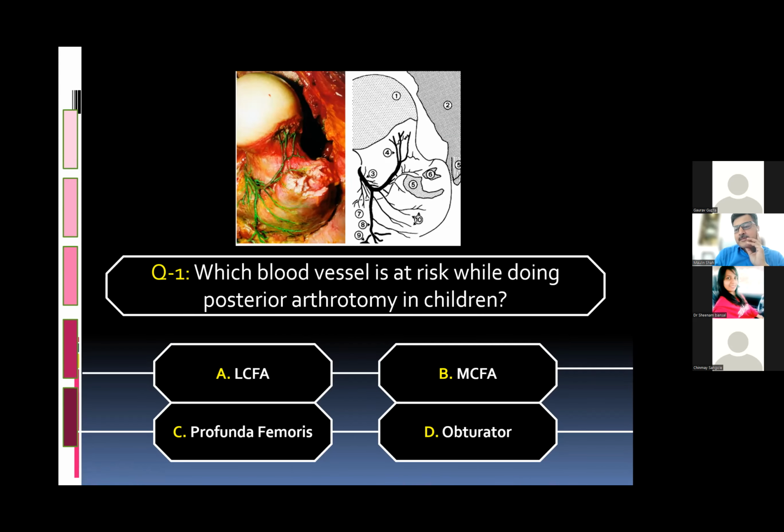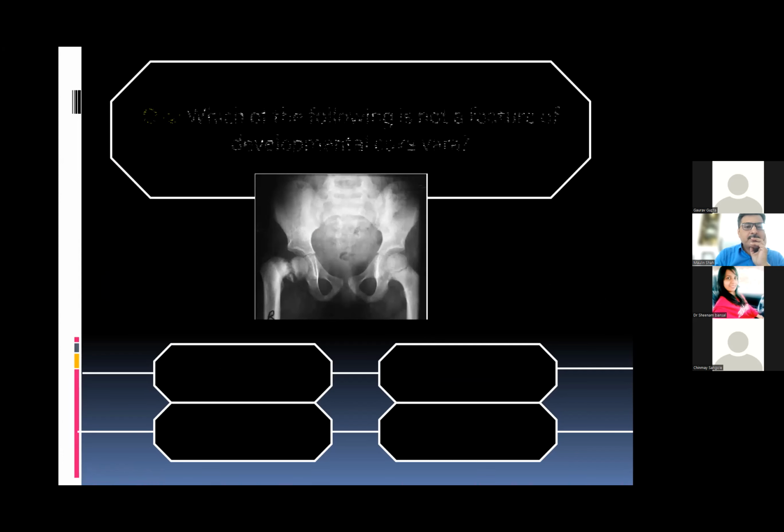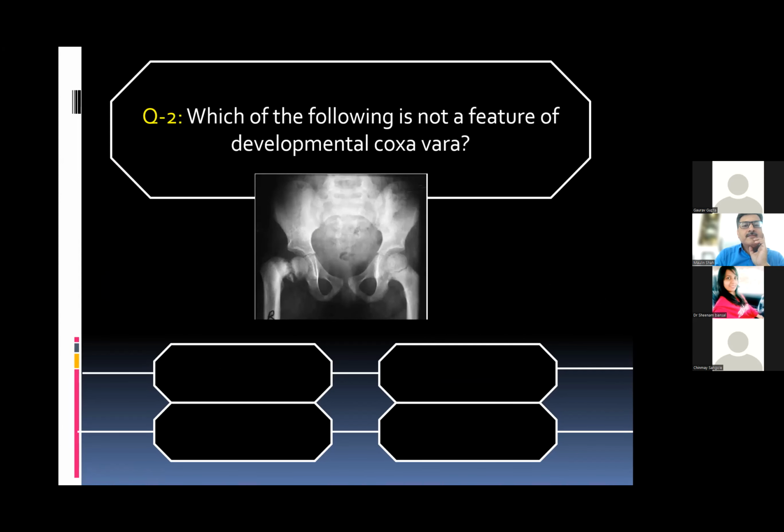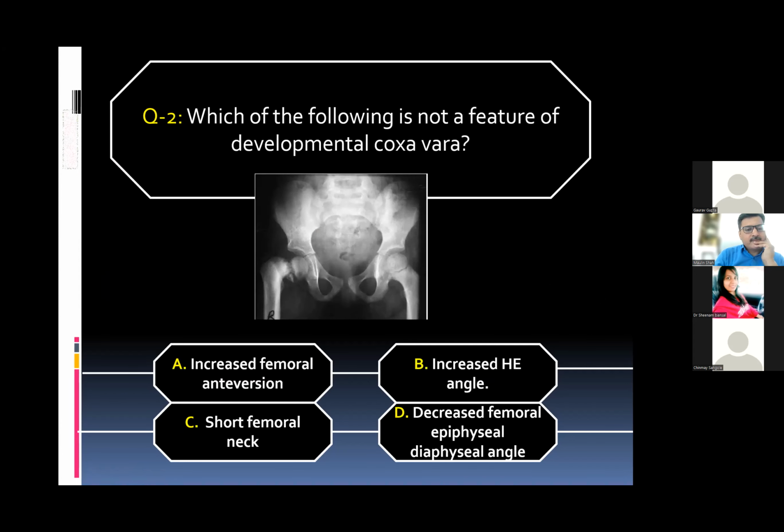Okay, next question is, which of the following is not a feature of developmental coxa vara? Increased femoral anteversion, increased HE angle, short femoral neck, decreased femoral epiphyseal diaphyseal angle.